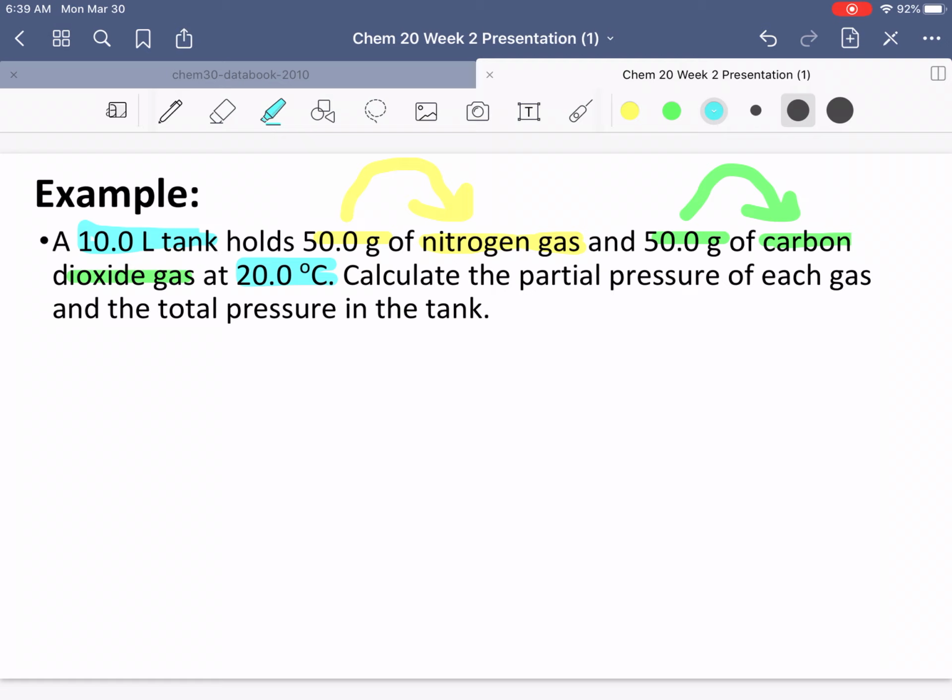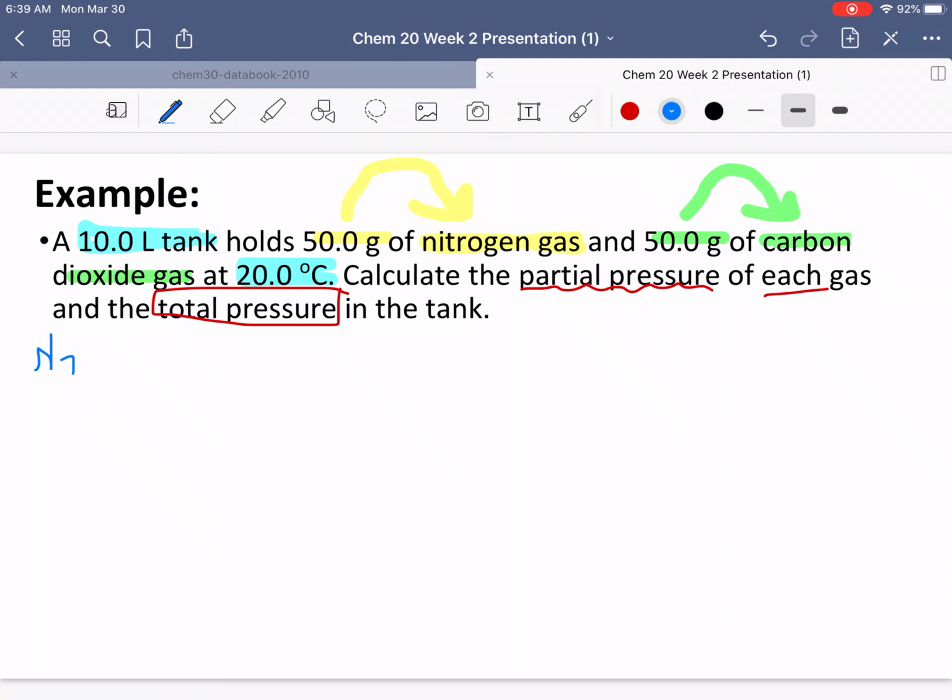The goal of your question is to calculate the partial pressure of each and then get the total. How do you do that? Well, adding the two partial pressures together. These questions can get fairly long because you're dealing with information where you have to really do calculations for two separate gases. So let's start with nitrogen.